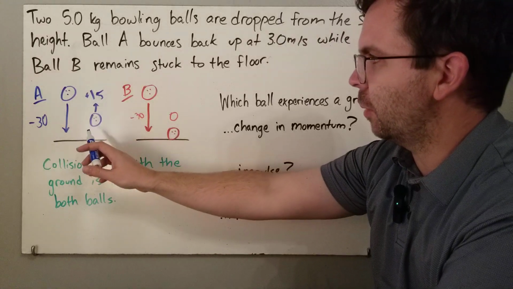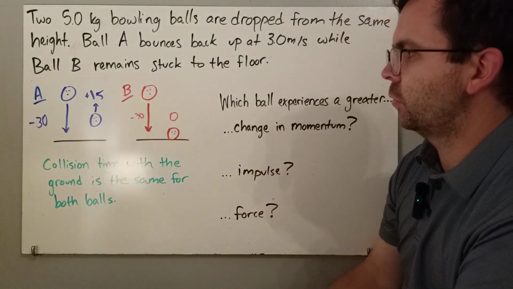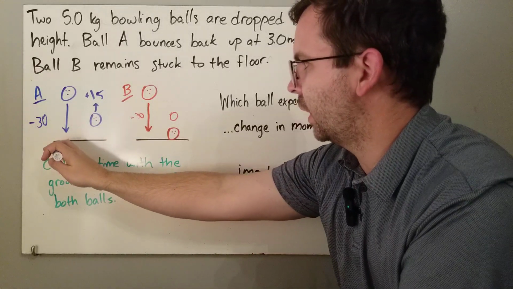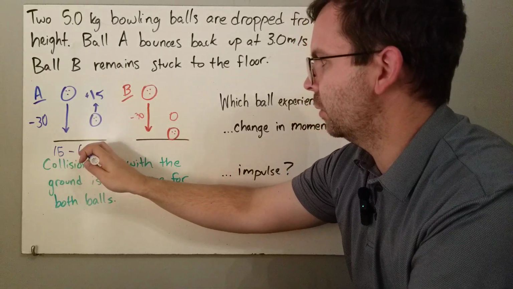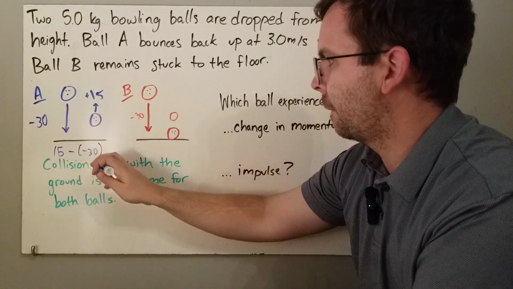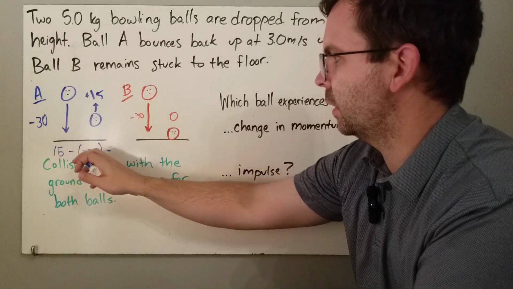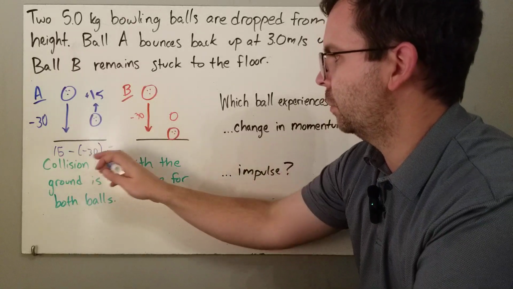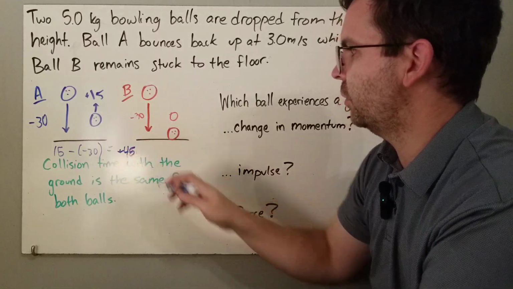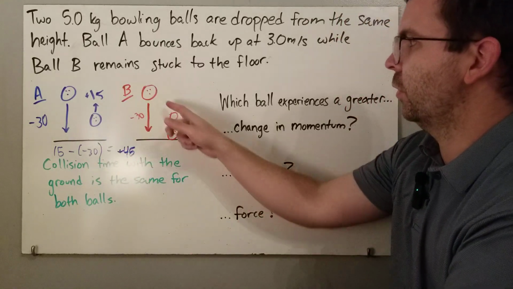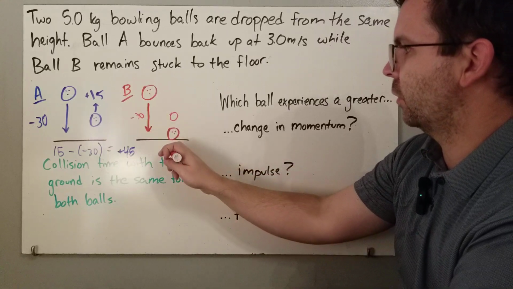Well, the change in momentum is the final momentum minus the initial momentum. So in this case, the final momentum is 15 minus the initial momentum, which is negative 30. So negative becomes a positive, 15 plus 30. That's a change in momentum of plus 45 versus ball B, which is just 30 to 0. And so that's a plus 30.